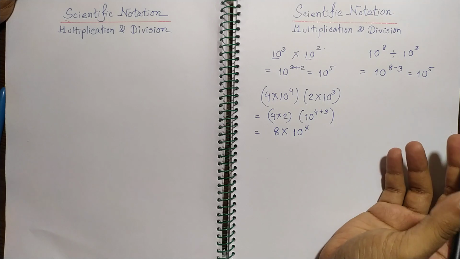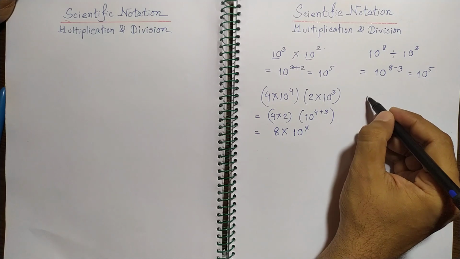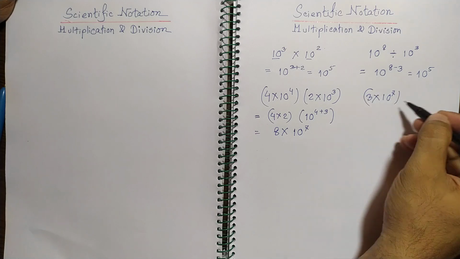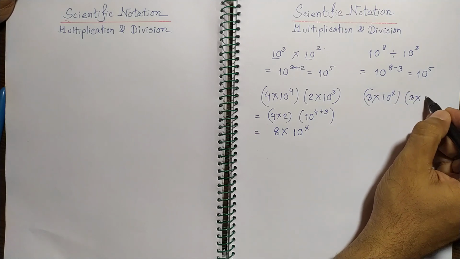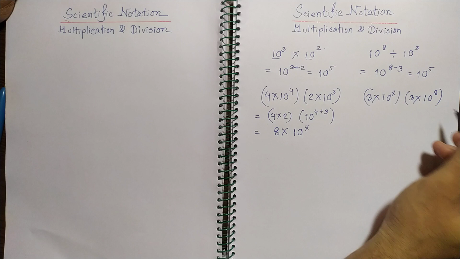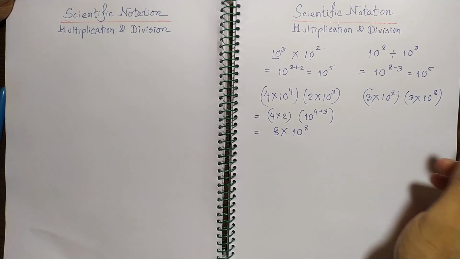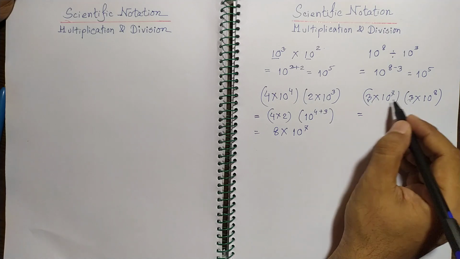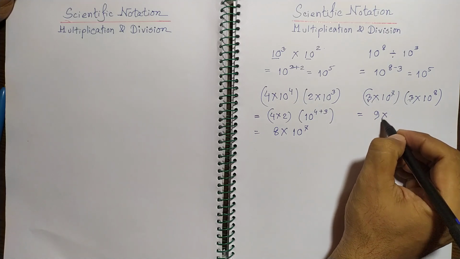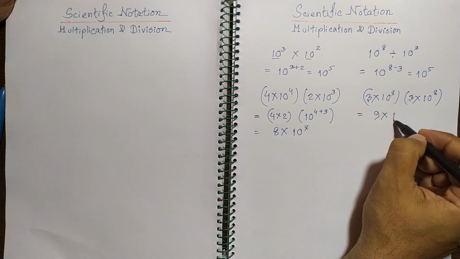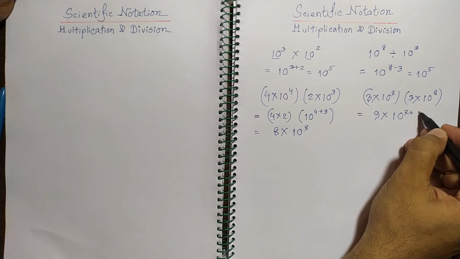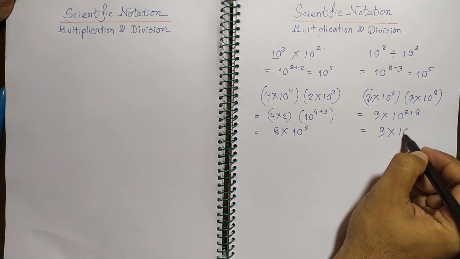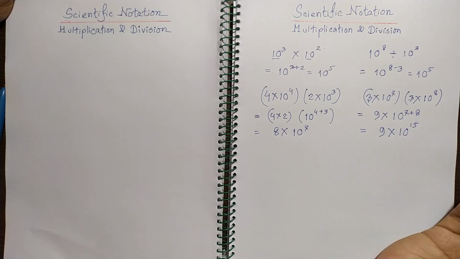In another case, suppose 3 times 10 to the power 7 multiplied by 3 times 10 to the power 8. So what would be the result? The coefficients are 3 and 3, so if you multiply 3 and 3, that would be 9. And simply 10 to the power 7 plus 8. So together it would be 9 times 10 to the power 15.